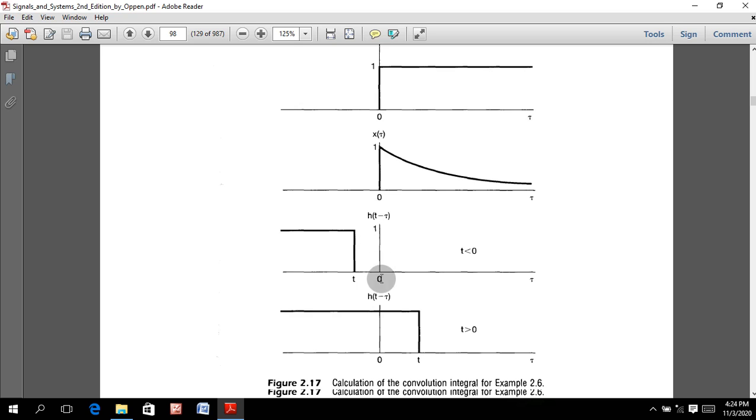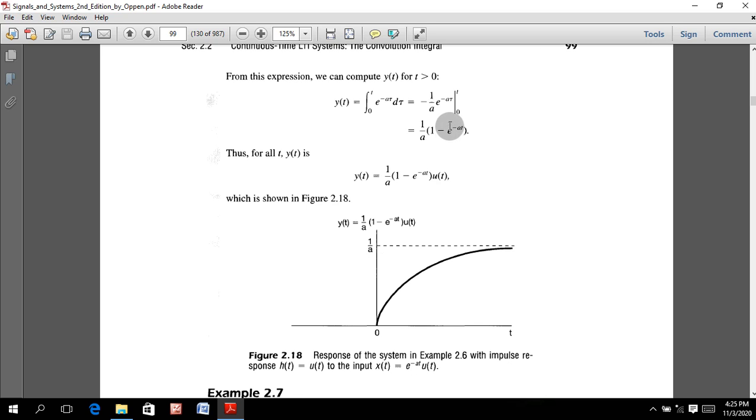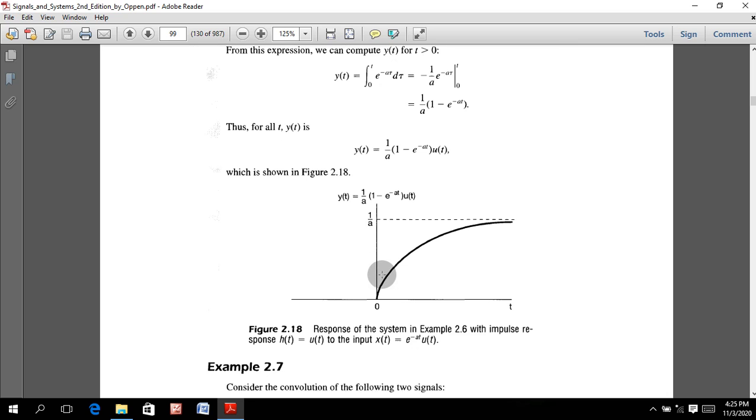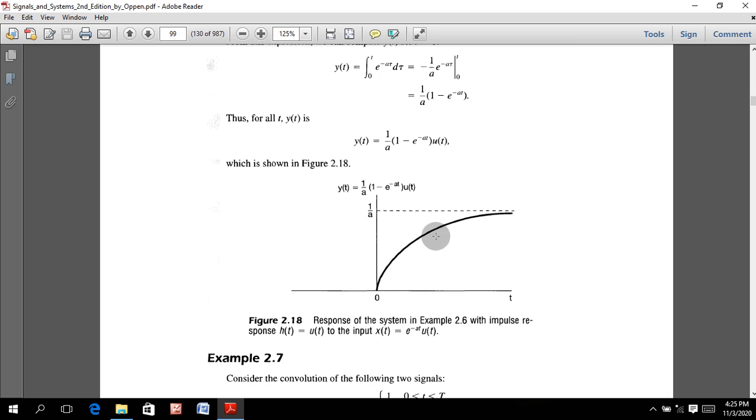That's why when we are integrating the function, we have only taken the condition where t is greater than 0. In that region we will have the specific non-zero values of that function. That's why we have taken the 0 to t limit and integrated it, and we get the value 1 by a into 1 minus e to the power minus at. This is the function that we are talking about, and it could be graphically represented in this format.